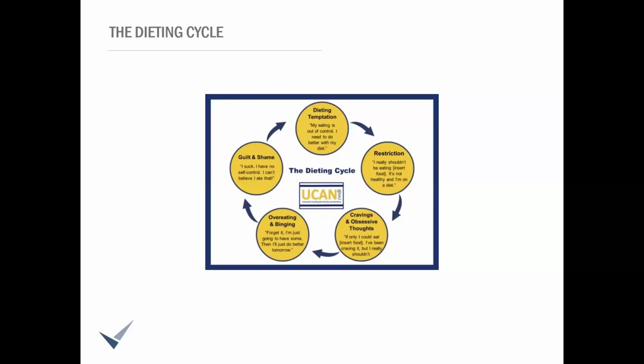This causes number 5, guilt and shame. We feel shame, guilt, embarrassment, and even disgust with what we did. And that shame and guilt lead us to try dieting and therefore start the dieting cycle all over again.